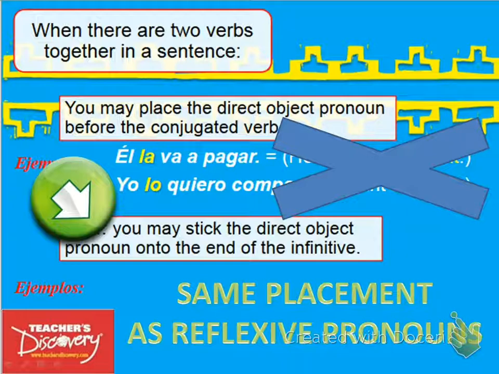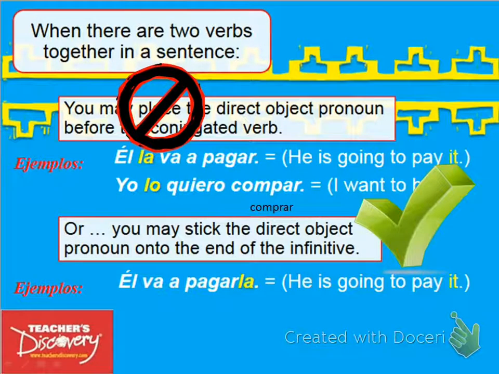But for the purposes of us doing this and all ending up with the same answer, I want you to notice that you have two verbs. For example, él va a pagar. He is going to pay. He's going to pay what? We would have something in this case that would be feminine and singular. He's going to pay it. Let's say it's the bill, la cuenta. Okay?